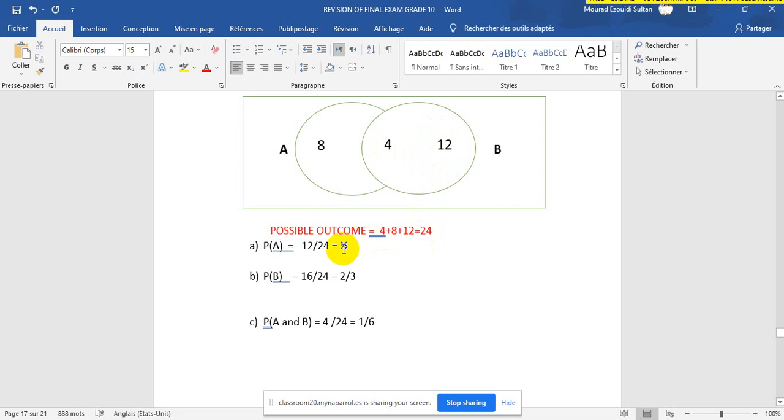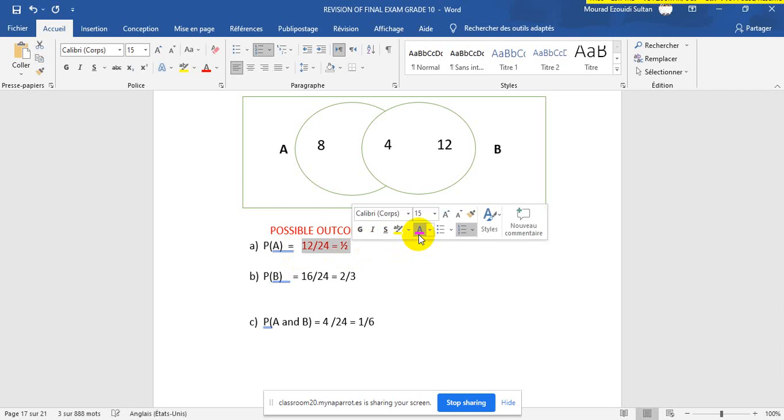Now the question is, find the probability of A. It means you will add 8 to 4, it will be 12. Then you will divide by 24. So 12 divided by 24 is 1/2. Why? Because how many 12s in 12? 1. How many 12s in 24? 2. So the correct answer is 1/2.